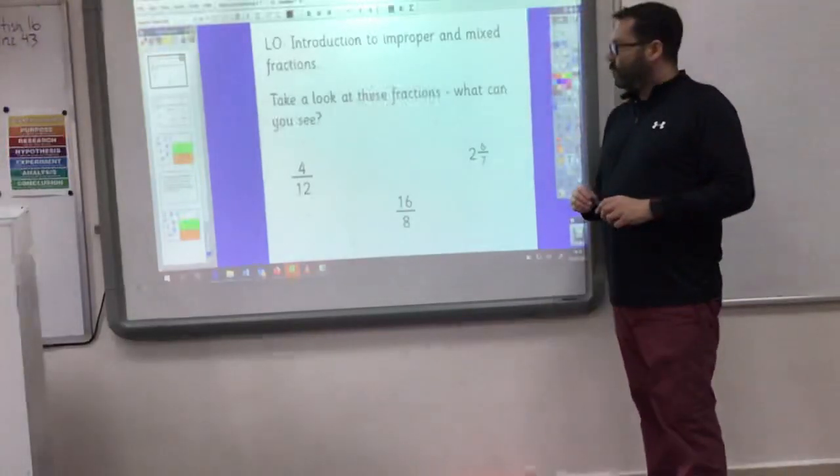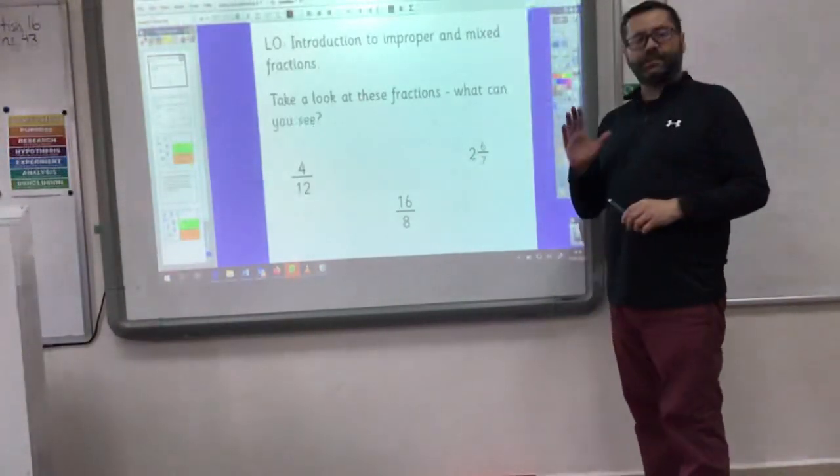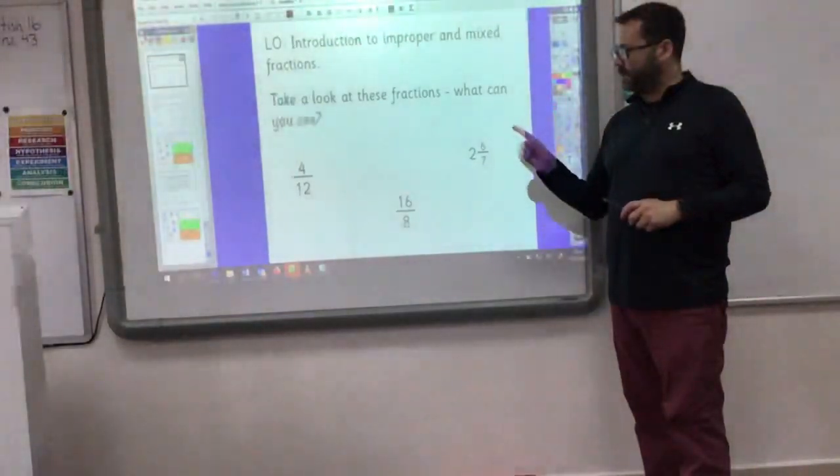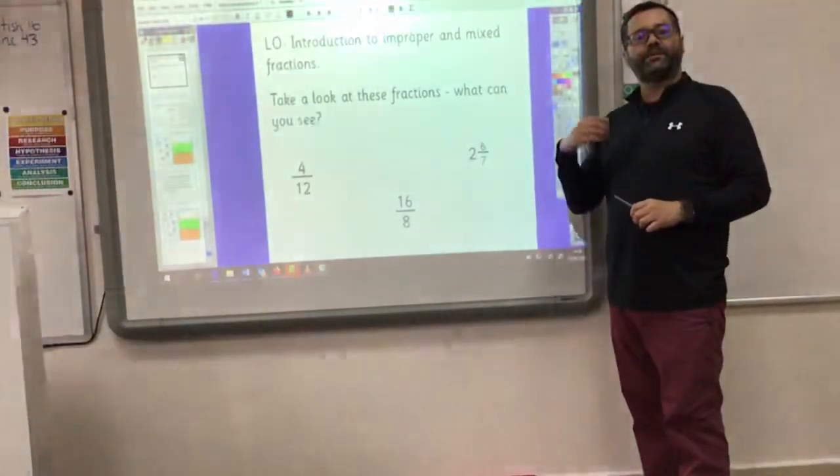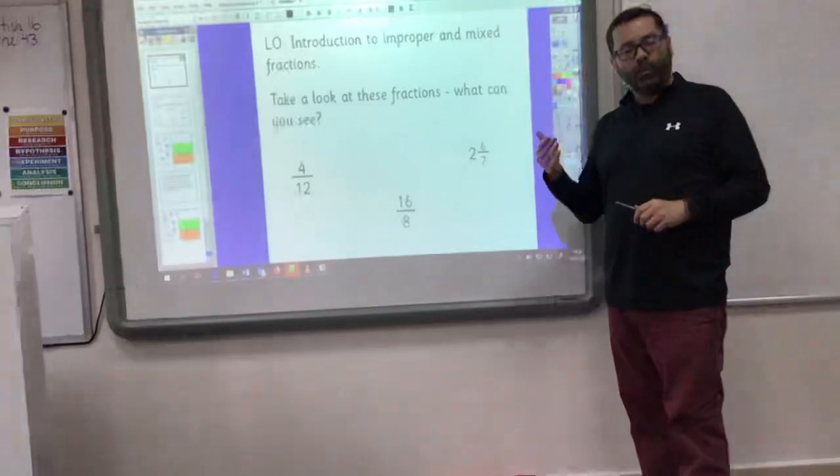What can you see? I'm going to pause now to give you a chance to take a look at these three different fractions and describe in your own words what you see.